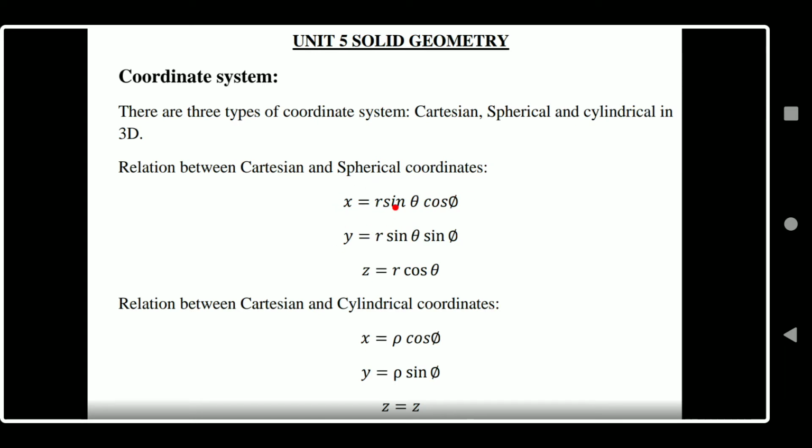X is equal to r sin theta cos phi, then y equal to r sin theta sin phi, and z equal to r cos of theta. Now we have one more relation between Cartesian and cylindrical coordinates. X is equal to rho cos phi, y equal to rho sin phi, and z equal to z itself. We will see in details by example.